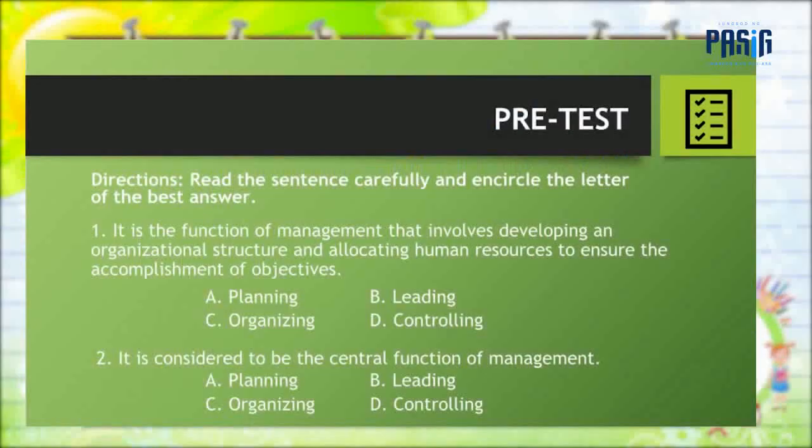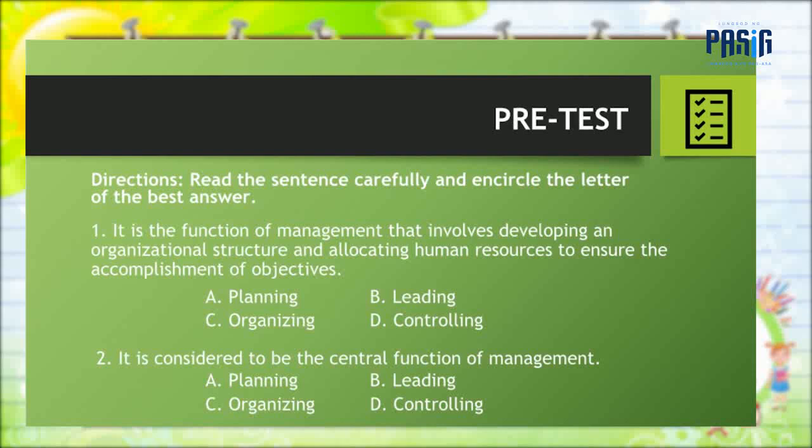Before we proceed into our lesson, let's proceed to the pretest first. Directions: read the sentence carefully and encircle the letter of the best answer. Number 1. It is the function of management that involves developing an organizational structure and allocating human resources to ensure the accomplishment of objectives. A. Planning, B. Leading, C. Organizing, D. Controlling.